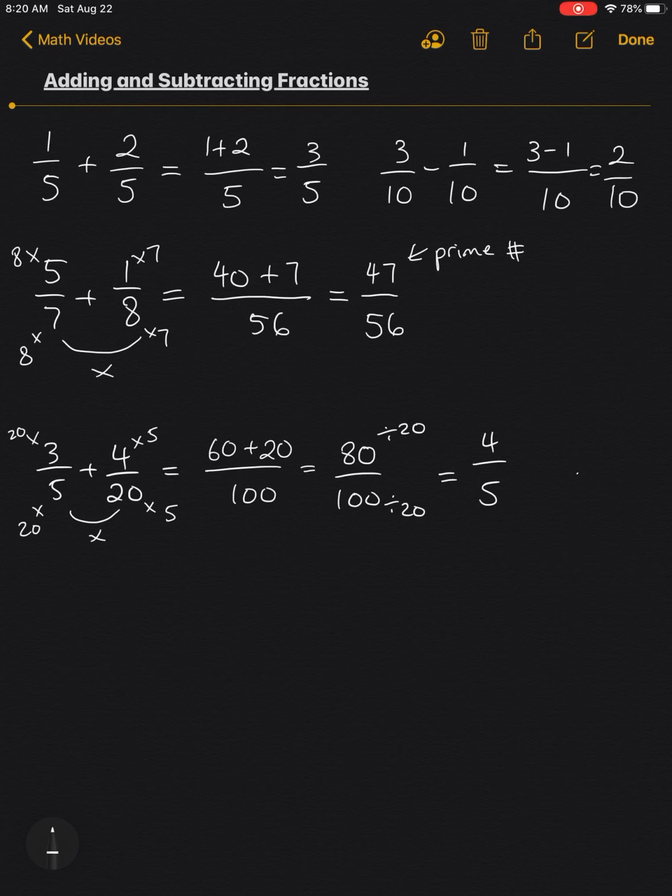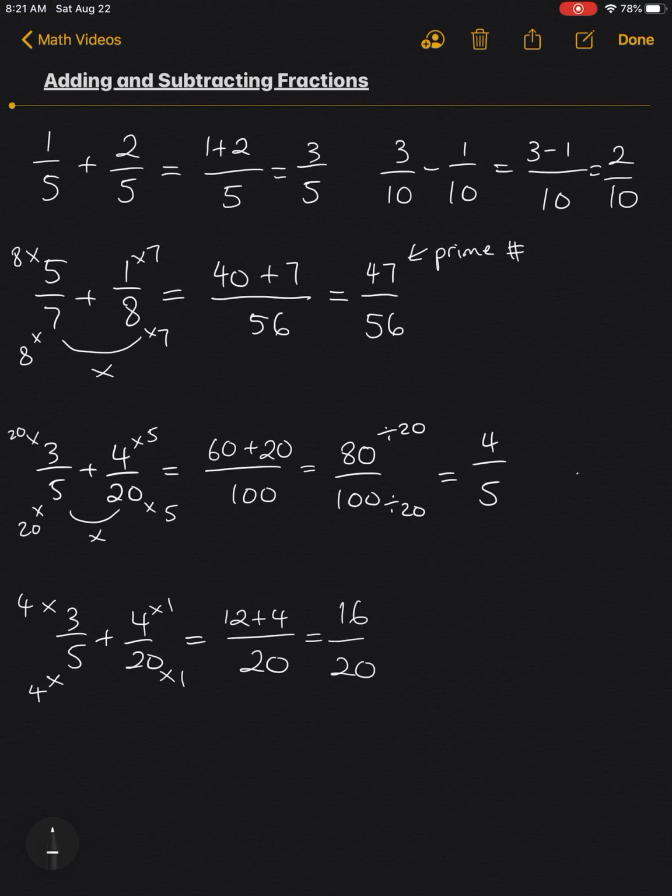Now, what if I went with the lowest common multiple? So the lowest common multiple for 5 and 20 is 20. 5 times 4 gives me 20. Whatever I do to the bottom, I do the same thing to the top. So I get 12 for taking 4 times 3. Next, I look at 20. 20 times 1 gives me 20. Whatever I do to the bottom, I do the same thing to the top. 4 times 1 gives me 4. So I'm going to add 4 over here. 12 plus 4, that gives me 16 out of 20.